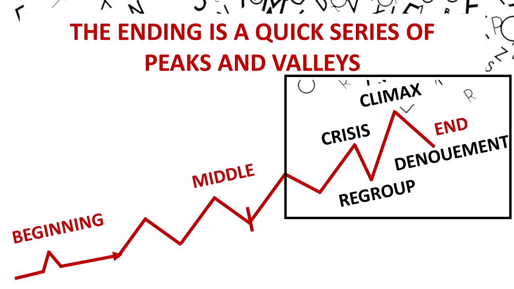The ending is a quick series of peaks and valleys. They happen pretty quickly. If you notice in the beginning, you have 25% of your book to build to that first plot point. Well, in the ending, you're mixing all these 4 components together in that same 25%, or maybe even less. So all this stuff is happening pretty quickly.